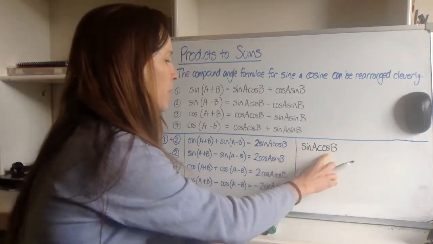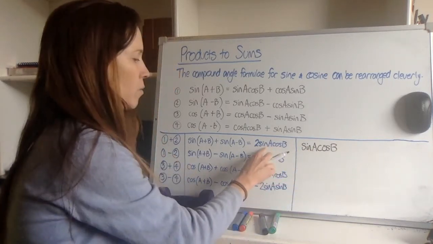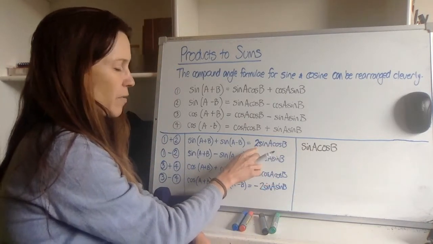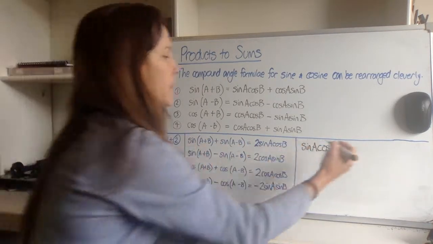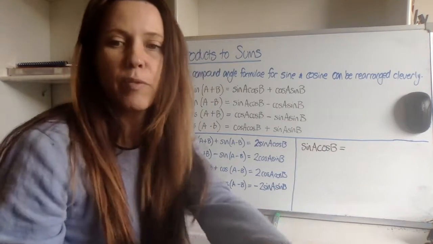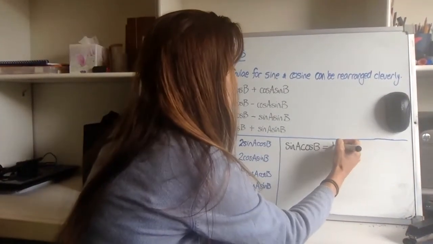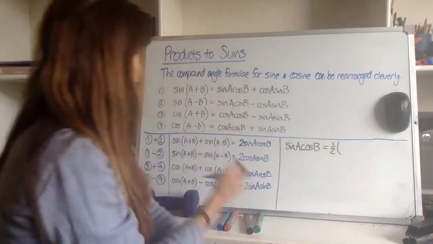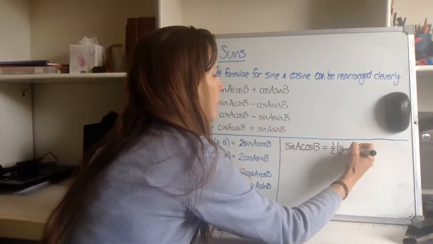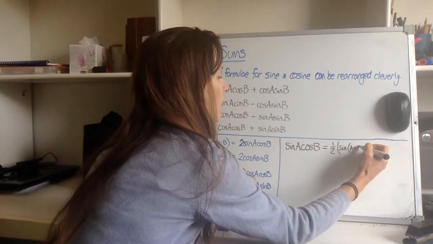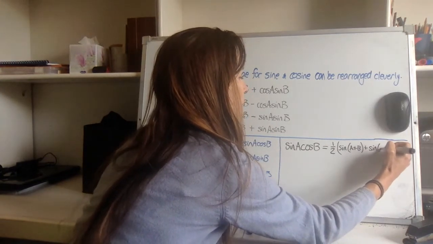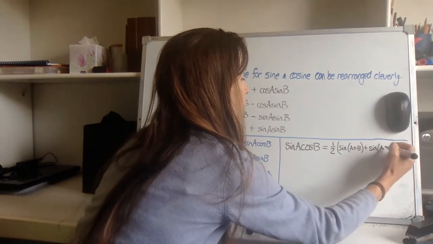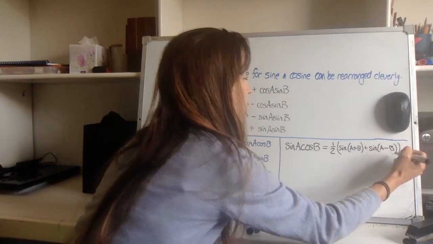Now if you wanted a formula for sine A cos B, wouldn't you say that you needed to halve this side, so it's going to be equal to half of all of this side? So that's exactly what we write. Hold on, let me move you over a little bit. So we'll have half, and then some brackets, the sine of A plus B plus the sine of A minus B, close brackets.